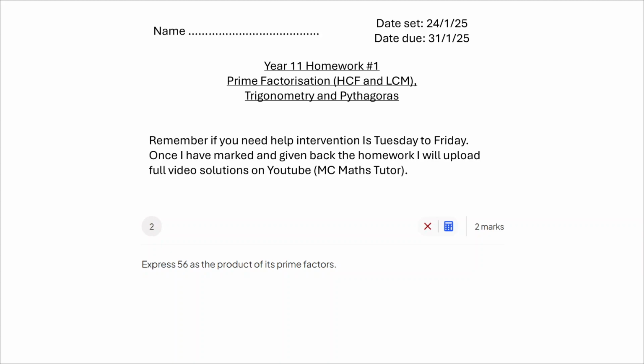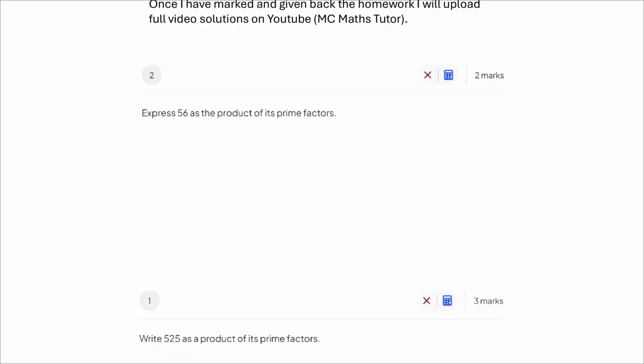Okay, welcome along to the Year 11 homework #1 solutions with the topics that you can see below here. I'll go through all of the questions, hopefully making it clear what the answers are for the question. So without further ado, let's get into it.